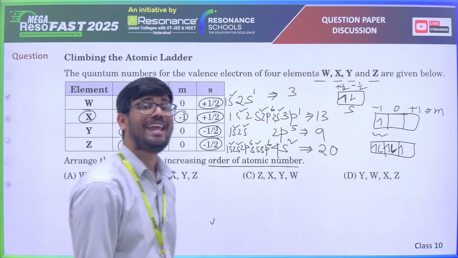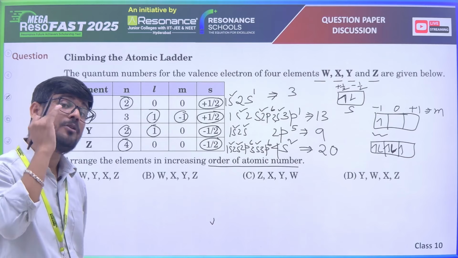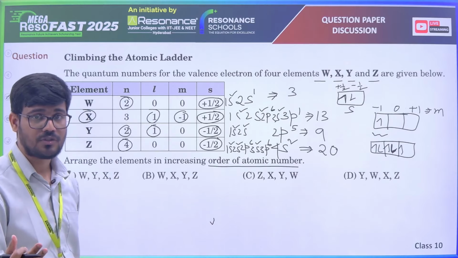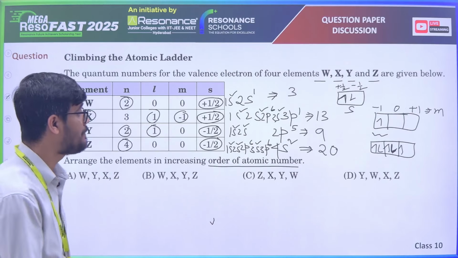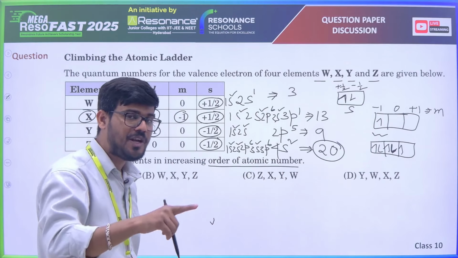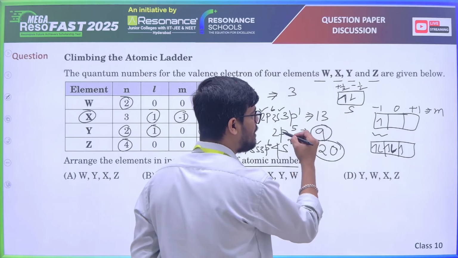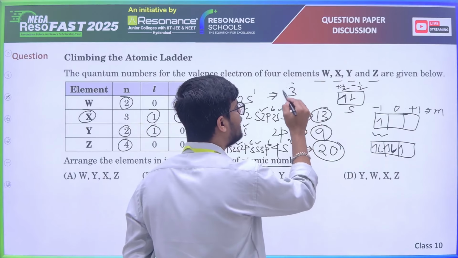Now we know for every atom, the number of electrons will be equal to the number of protons, because the atom is neutral, right? So proton number, or atomic number. Atomic number means proton number only, right? So here atomic number 20, then atomic number 9, atomic number 13 and atomic number 3.